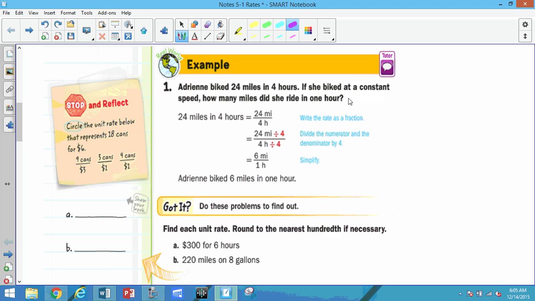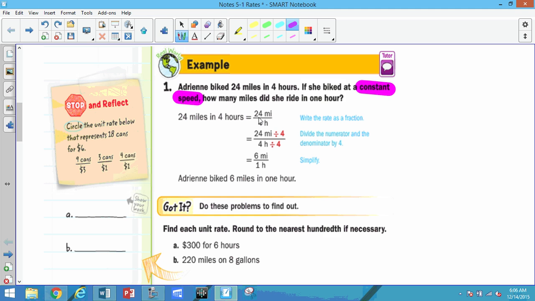If she biked at a constant speed, and this phrase, constant speed, is important because that means that you're averaging things out. You're going along at the exact same speed, not faster and then slower and then faster and slower. It means that you're going at a constant rate. So if she biked 24 miles in 4 hours, how much did she bike in 1 hour?